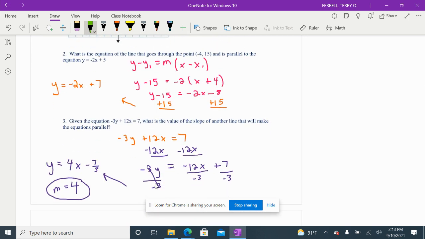Number 2, it says, what is the equation of the line that goes through the point negative 4, 15 and is parallel to the equation blah? You need to basically plug everything into your y minus y1 equals m times x minus x1. And you can kind of see what I did. Y minus 15, m is negative 2 because it's parallel to that line. And then x minus negative 4, which is plus 4. Good. Subtract, distribute. Now I'm here.